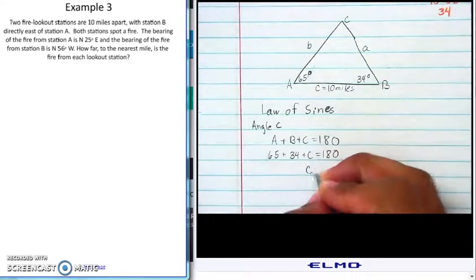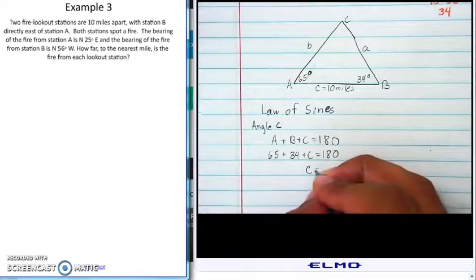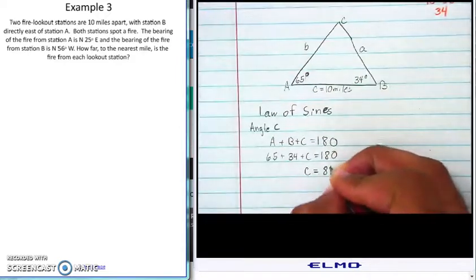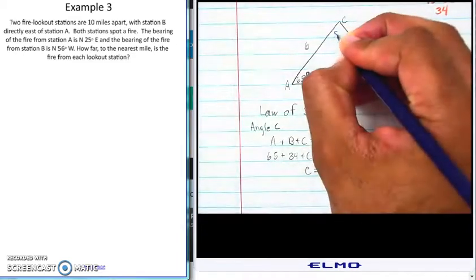So when you do this part, what is your answer? There's my calculator. My trusty, super handy calculator. That's right. So everybody should have gotten 81. 99 subtracted from 180, yep, 81. That was right. So we get 81 degrees for C. So throw that in here.